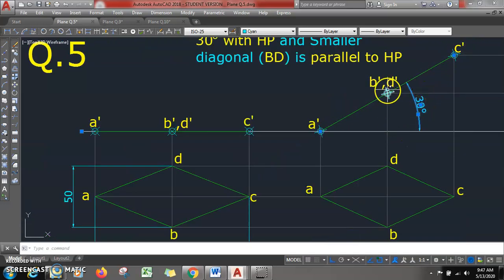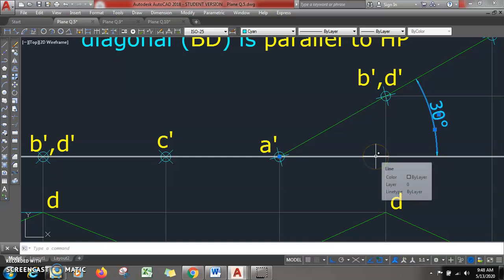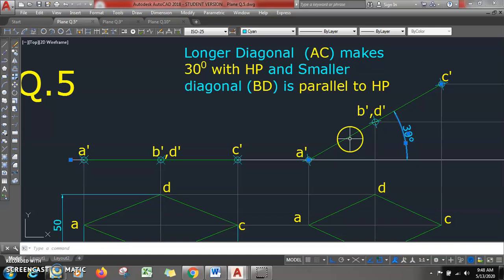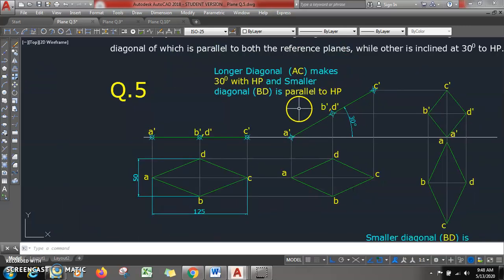But what is happening with the smaller diagonal BD? The smaller diagonal BD can be seen as a point and it is at some distance from XY. So you can say that BD is parallel to HP. So by having this inclination, what have we achieved? The longer diagonal AC makes 30° with HP. This condition is satisfied. At the same time, the smaller diagonal BD is parallel to HP.